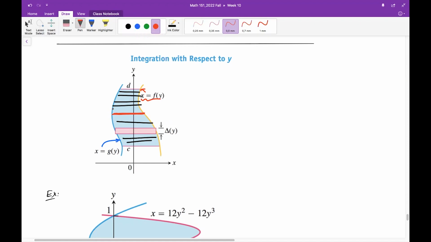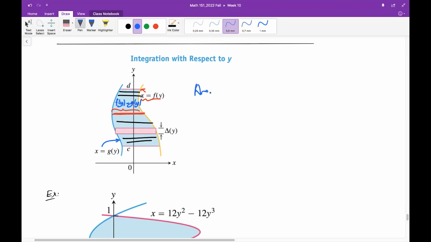Now you will consider exactly the symmetric of what we did above, and we will be integrating the lengths of all these horizontal sticks through the y-axis. So what is the length of this stick then? Again, the idea is the same. You will take the bigger curve, f of y, minus the smaller curve, which is g of y. So this difference gives you the length of this stick.